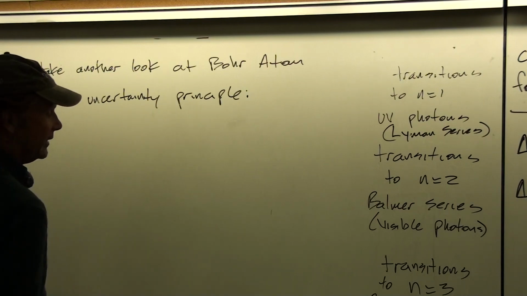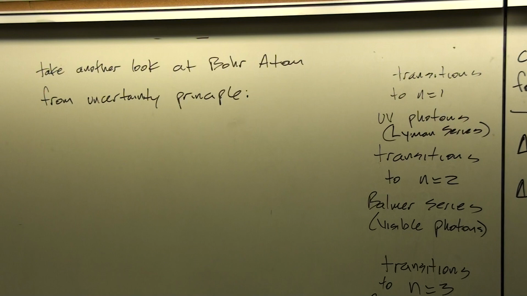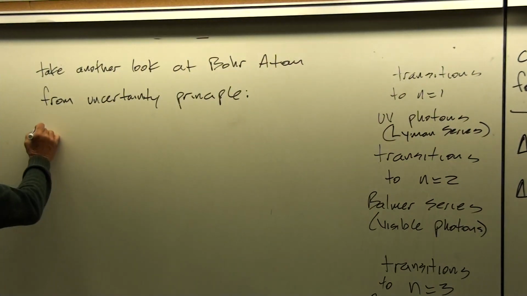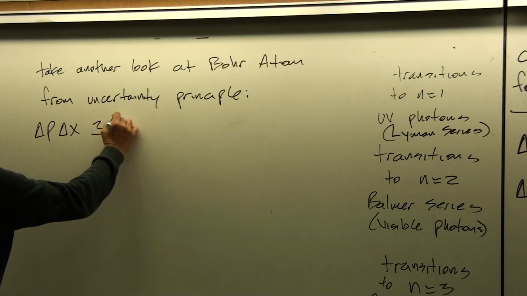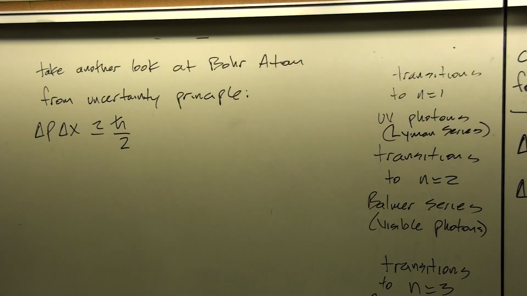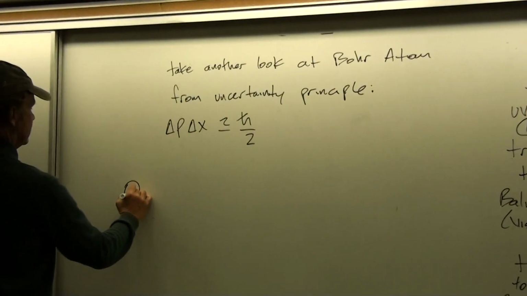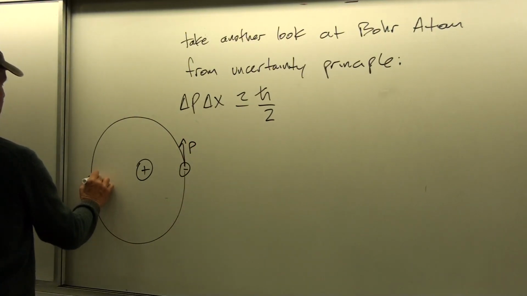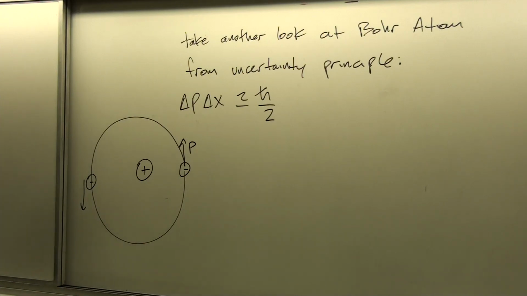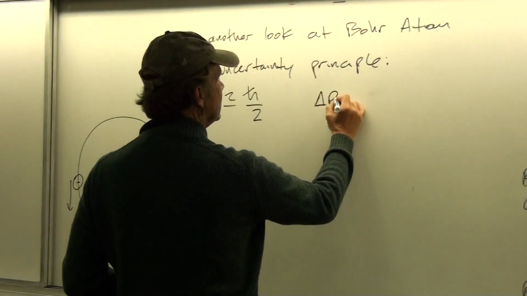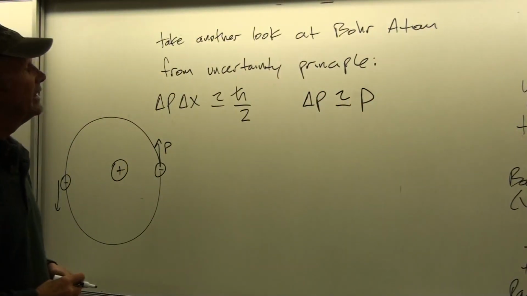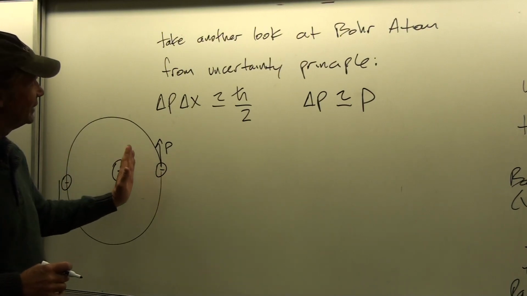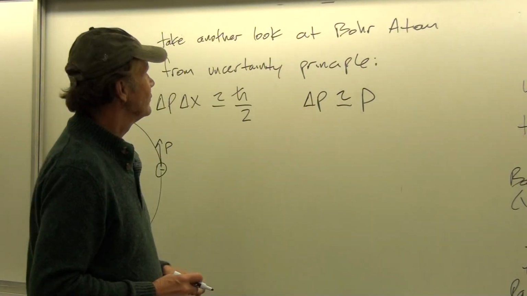Okay, so what we've got with the uncertainty principle is something that looks like delta p delta x is approximately h bar over 2. Now, if we've got an electron going around a proton, we can say that if the electron is going this way, it's got a momentum p. If it's going this way, it's got a momentum minus p. So our uncertainty in the momentum, delta p, give or take a factor of 2, should be somewhere around the same value as the momentum itself, because we're going from plus p to minus p, or we have an average momentum of 0, which fluctuates between plus p and minus p.